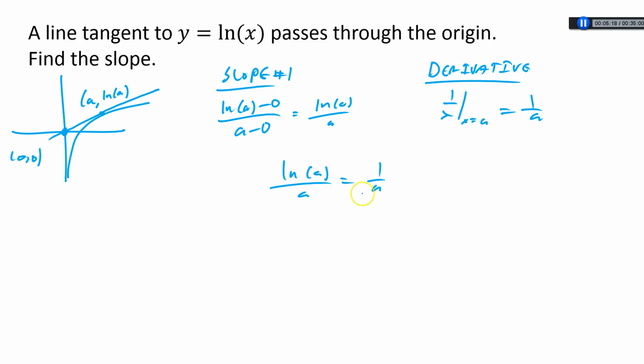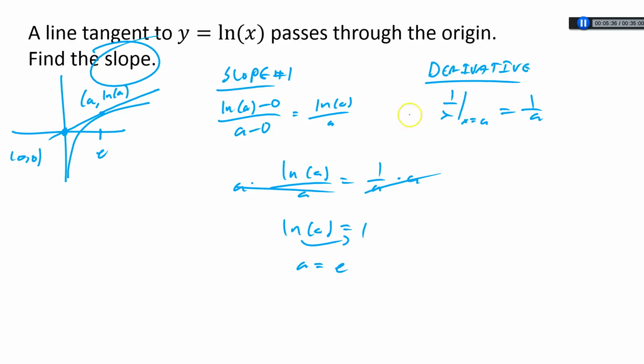Okay, I think the easiest thing to do now is multiply both sides by a. They cancel on both sides, so I have ln of a is equal to 1. Now we bump this up, so bring the e over. a is equal to e. Interesting. So the x-coordinate where this happens is right at e. That's kind of cool.